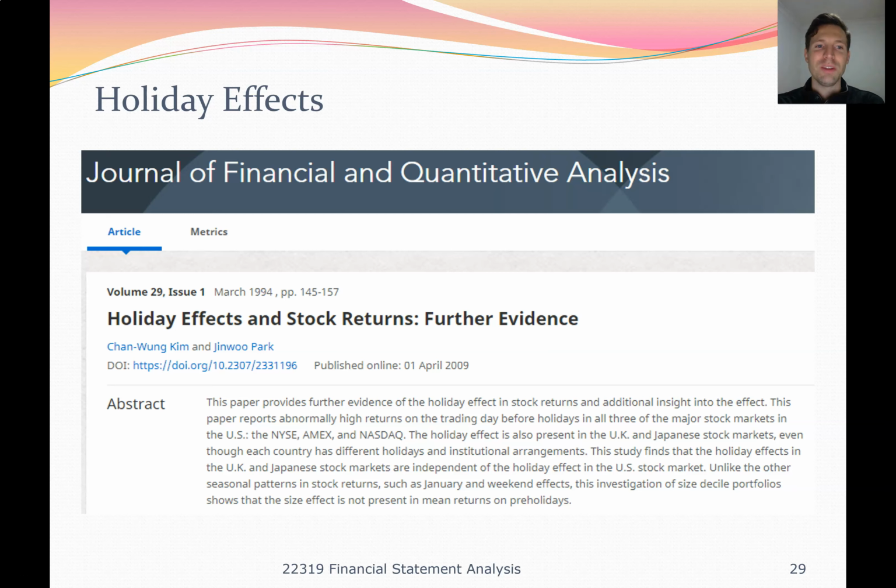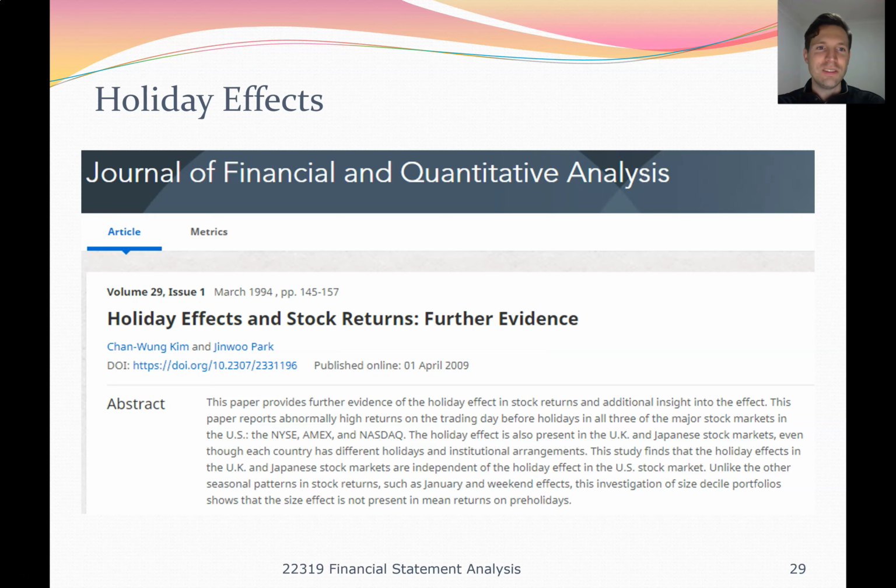There's a few other unique sort of effects that are found on the stock market that maybe explain returns. A lot of people are skeptical on these kind of results, but this paper finds that there's abnormally high returns on the trading day before holidays in 3 of the major stock markets. It's also in the UK and Japan. So sometimes share markets might be happy. There's a holiday coming up, so let's be a bit happy. We're a bit more optimistic, and we might buy a few things or pay a bit more than we otherwise would.